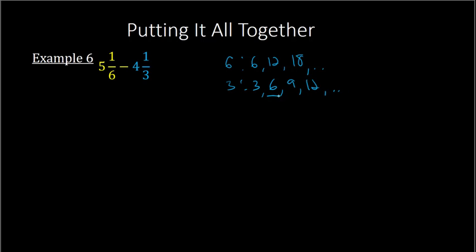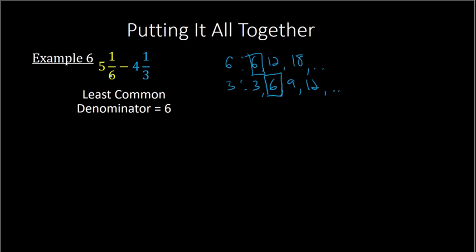Example 6 is a subtraction problem with mixed numbers. And here we have 5 and 1/6 minus 4 and 1/3. So again, to add or subtract, we need a least common denominator. So looking at the 6 and the 3, we need a common denominator. For 6, multiples of 6 would be 6, 12, 18, etc. Multiples of 3 would be 3, 6, 9, 12, etc. And notice the smallest common multiple would be 6. So 6 is our least common denominator.